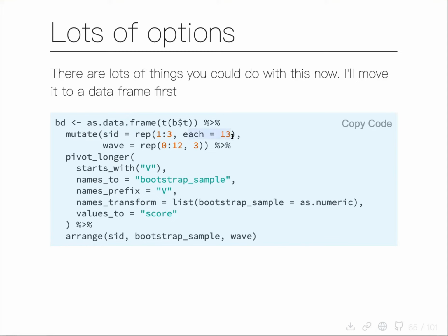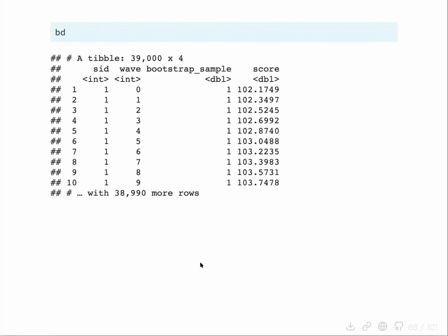So as I said, I'll now have 39 rows. This is defining the students for each of those rows, okay? And then we have 1,000 columns for them. And then I'm creating a wave also. Then I can pivot longer that entire data frame where I'm saying anything that starts with V, which is all of the columns. It's V1, V2, V3, because if you just call it as.dataframe, those are the default names you get. Okay. And then I'm doing some transformations and things, and then I arrange by SID, bootstrap, sample, and wave.